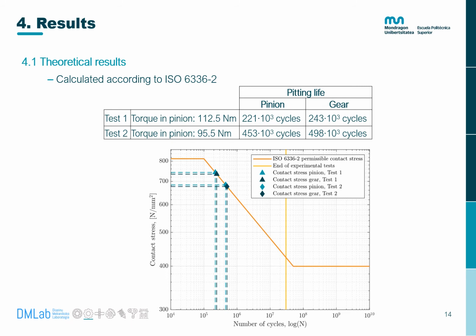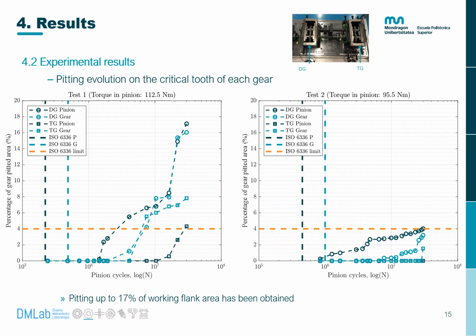The pinion life of the second test is double that of the first test. The torque of the second test has been chosen specifically for this case to see if this relationship is maintained in the experimental test. Besides, all calculated lives are lower than 1 million cycles, but 30 million cycles have been performed in the experimental tests. In the following slides, experimental results are presented.